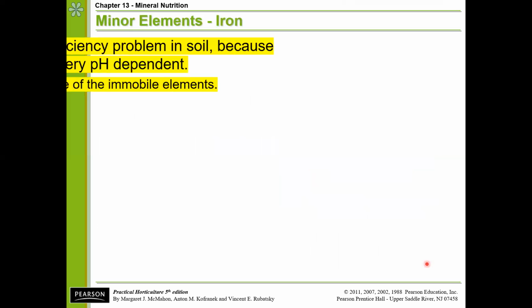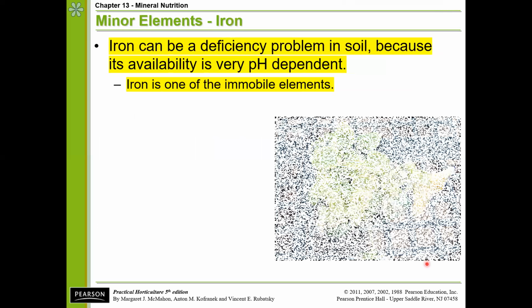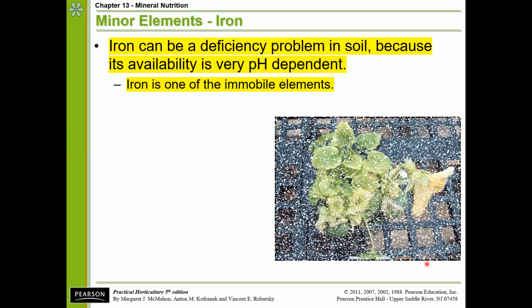So we can usually treat magnesium deficiencies through foliar or soil applications of magnesium sulfate, aka Epsom salts. Iron is another micronutrient that plays a major role in plants, and we often see iron deficiencies.